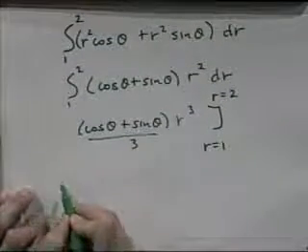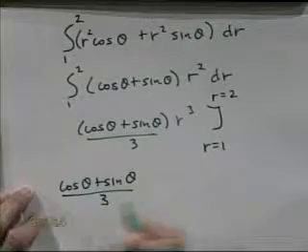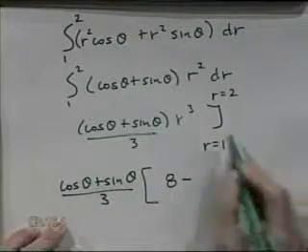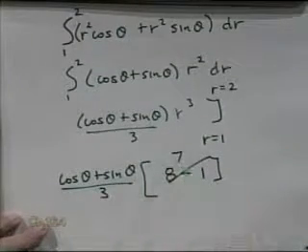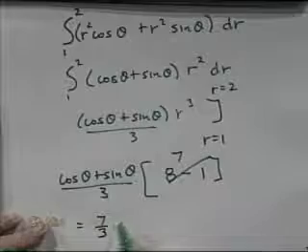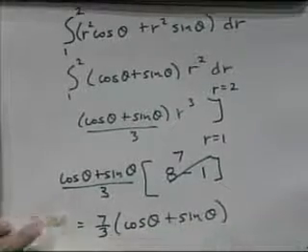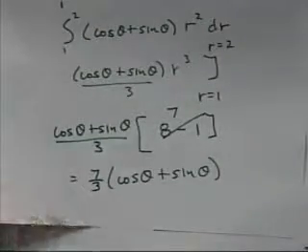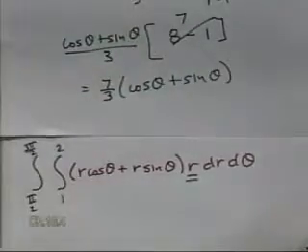So I really just have this constant, cosine theta plus sine theta, over 3 times plugging in 2, 2 cubed is 8, plugging in 1, 1 cubed is 1. So that's a big old fat 7. So I just have 7/3 times cosine theta plus sine theta, which isn't bad. We all okay? So I'm going to take that and plug it into here for my inner integral.